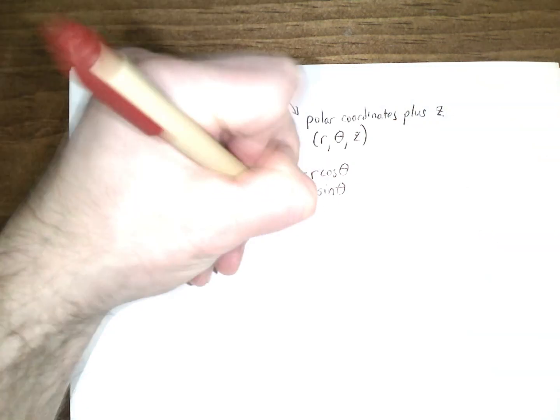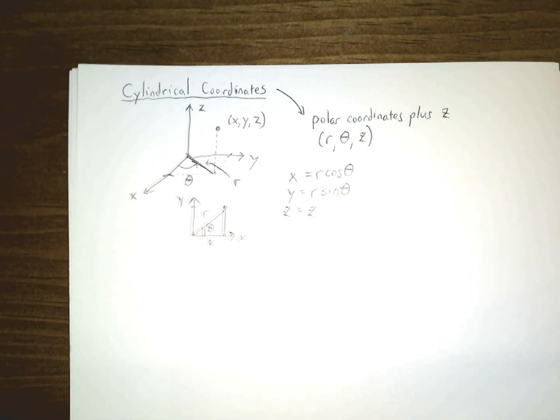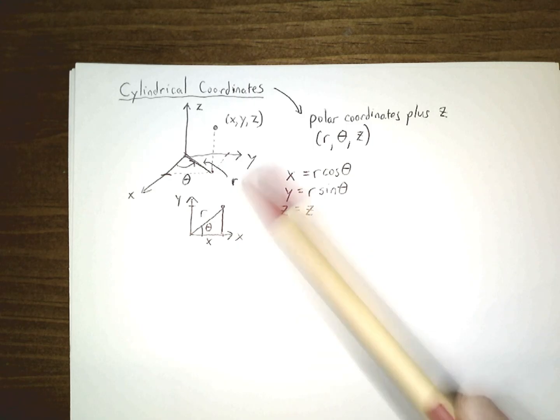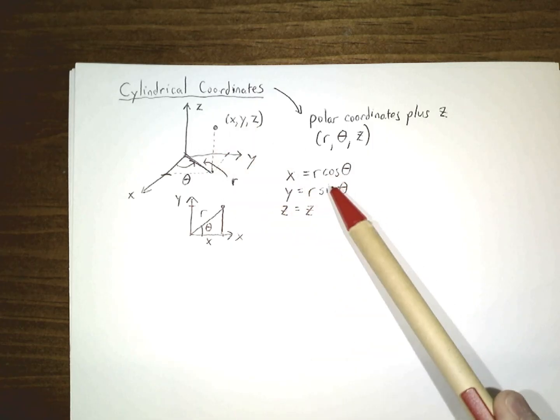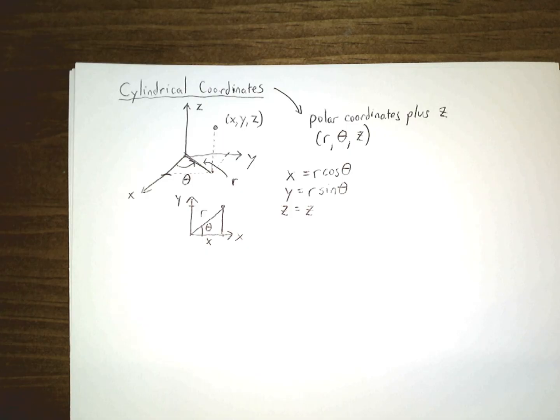Z, you ready for this? It's just z. There's no transformation. Whatever number value your Cartesian z was at, your polar or your cylindrical z is going to be at as well. There's no change there. So really, you're just converting x and y to polar, and then you're allowing that shape to go up or down into the vaster regions of space.